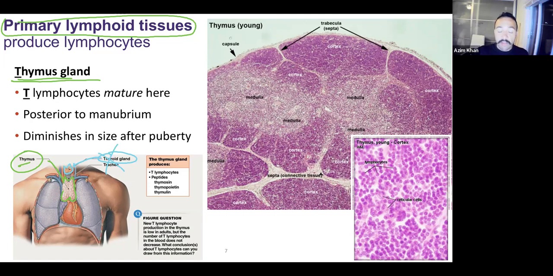The thymus doesn't exactly produce lymphocytes, but what happens is some lymphocytes made in the red bone marrow, because all lymphocytes are made in red bone marrow, make their way to the thymus and they can mature there. A special type of lymphocyte, T lymphocytes, mature in the thymus. And that's where the T comes from, T for thymus. T cell, T lymphocyte, same thing.